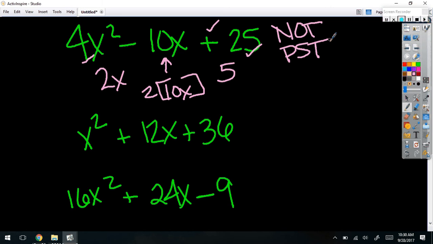Now, what can I change to make it a PST? The plus sign. You could change the 4 or the middle one, right? If the middle one was what, then it would work? 20. So if this was 4x squared minus 20x plus 25, it's now a perfect square trinomial. Do you agree? How does it factor?